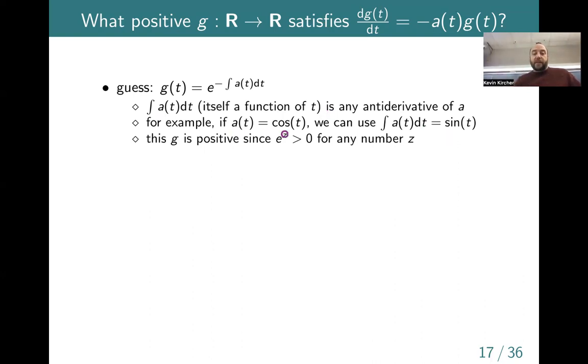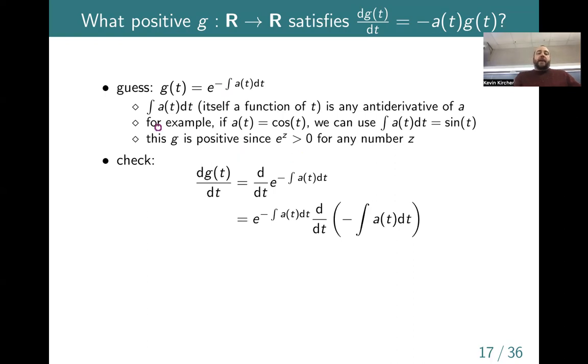So for example, if we had cosine of t up here in the original differential equation, if that was multiplying our x, we could just use the integral of cosine, which is sine, right? Derivative of sine is cosine. Okay, and we chose this thing. So this thing is always going to be positive, e to the negative integral of a dt for any a, because this thing up here is just a number, and e to any number, z, is always positive. So even if z is negative a million, e to the z is always greater than 0. Okay, so that's our guess.